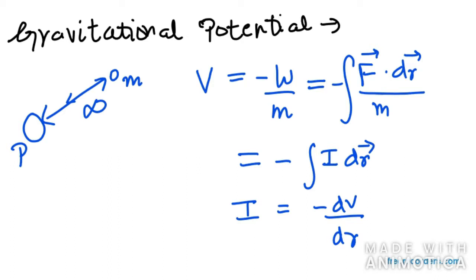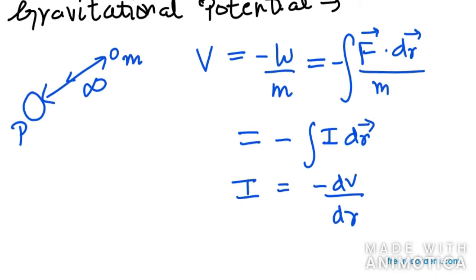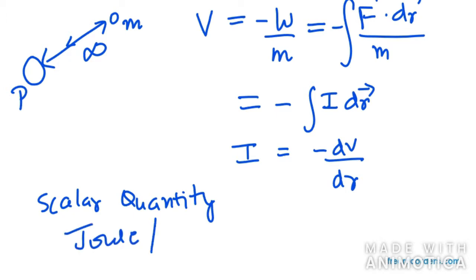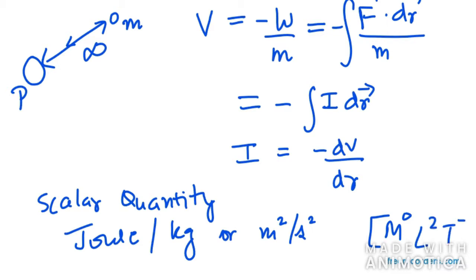Now, we need to know some important points of gravitational potential, and we need to study some of the properties of gravitational potential. So the first is that it is a scalar quantity, not a vector quantity, as in the case of gravitational field intensity. We measure it in Joule per kg, or you can write it as meter square over second square, and its dimension will be M0 L2 T minus 2.